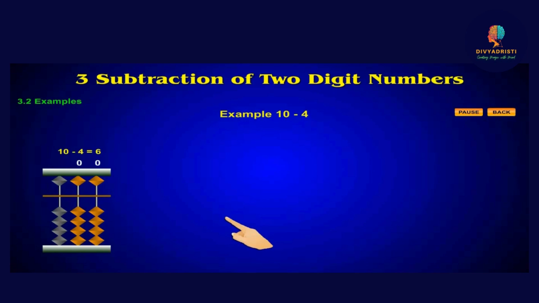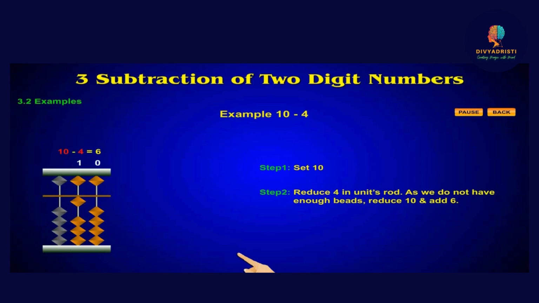Example, 10 minus 4. Step 1. Set 10. Step 2. Reduce 4 in units rod. As we do not have enough beads, reduce 10 and add 6. Step 3. Count the beads.